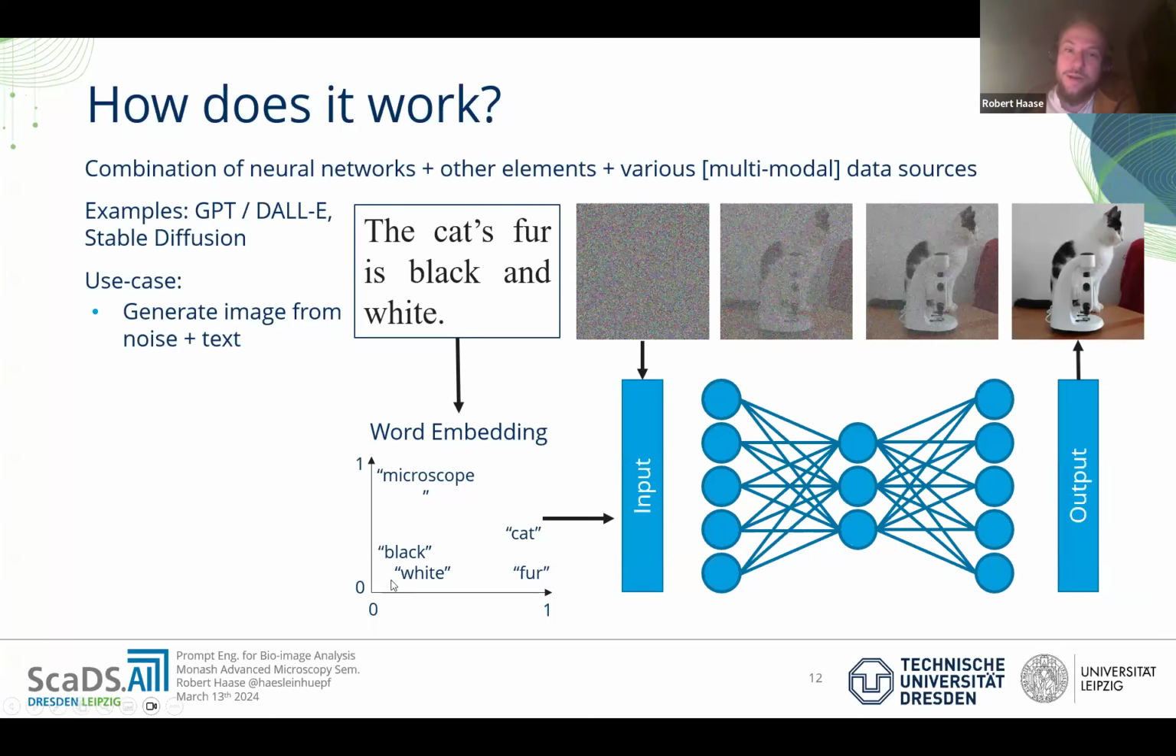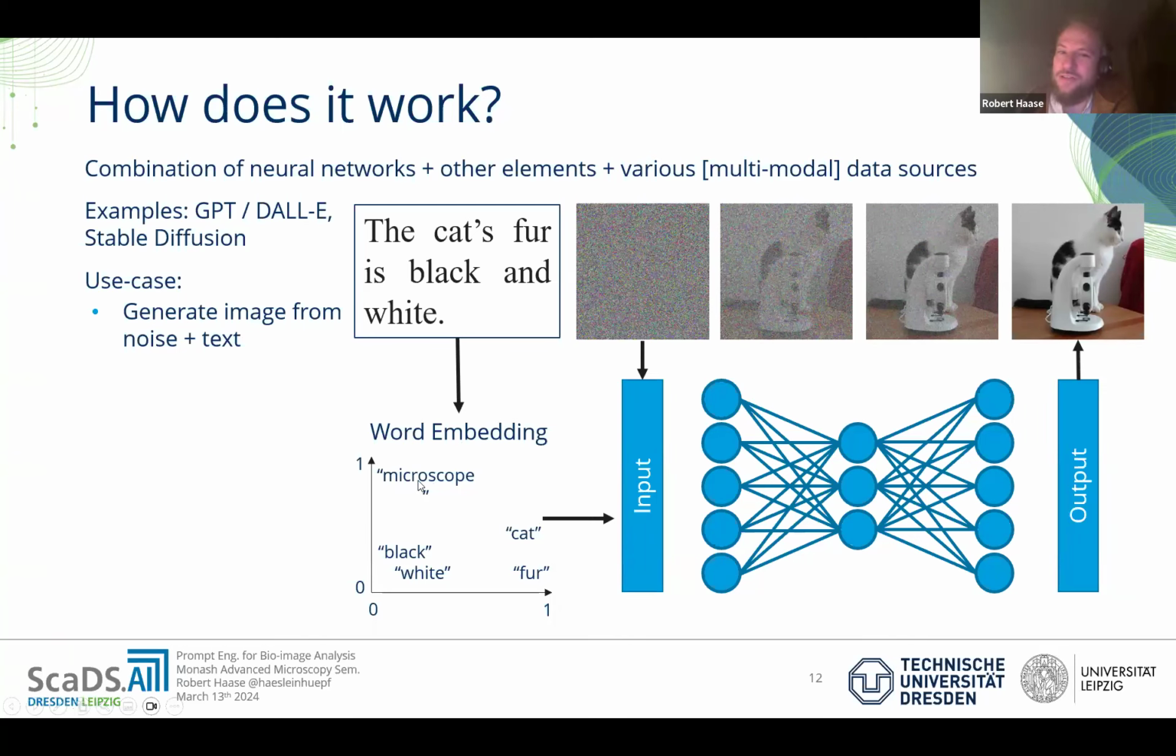You see how the words black and white are close to each other because they are somehow related. They are both colors. And when you look, for example, at the distance between cat and fur, they are also related. Cat has a fur. The fur is mounted on the cat. They also can be both black and white. That's why this distance is quite similar. The fur can be white, the cat can be white, the cat can be black. Also, microscopes can be black and white. That's why it's a similar distance.